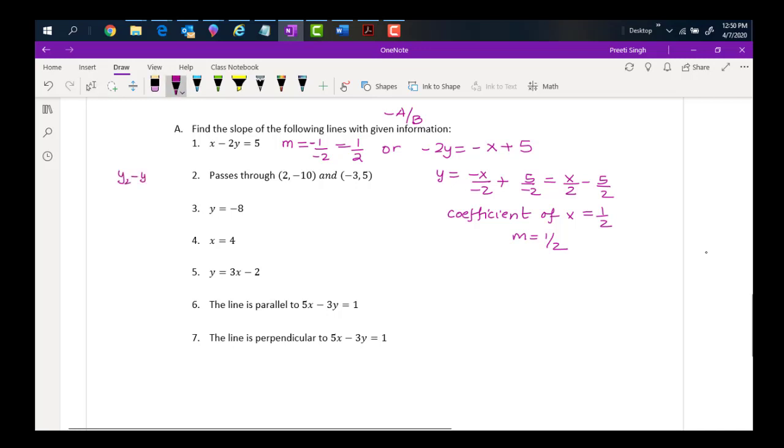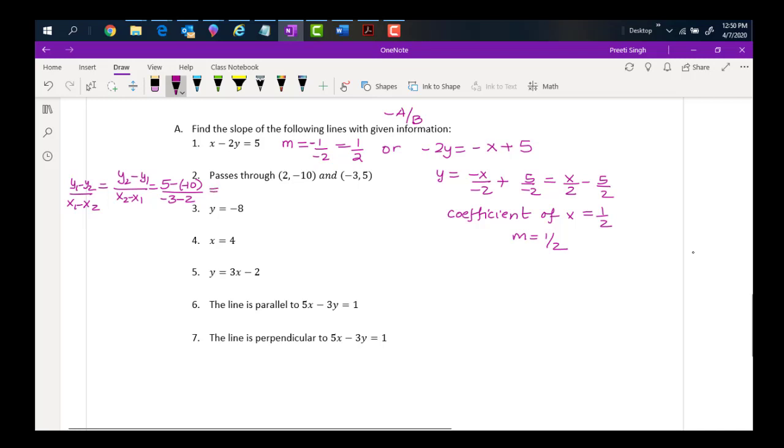So y2 minus y1 by x2 minus x1. Just plug in the values. y2 is 5. So 5 minus -10, y2 minus y1 by x2 minus x1, so -3 minus 2. You can also do y1 minus y2 by x1 minus x2. Just stay consistent. If you're doing y2 minus y1, just do x2 minus x1 in the denominator. If you are doing y1 minus y2, just do x1 minus x2 in the denominator.